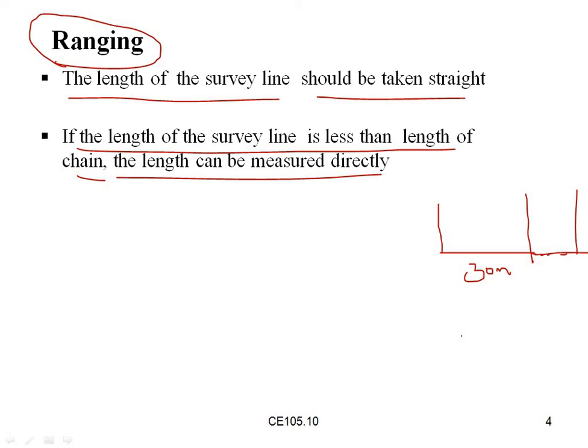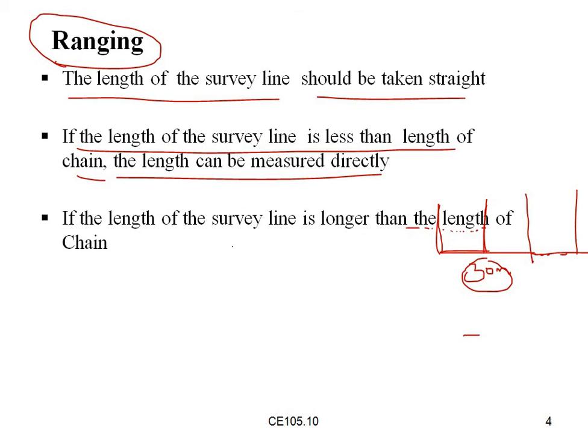Suppose the chain is 30 meters in length and the survey length is very short, up to here. We can measure directly with the help of the chain and the ranging rods. One ranging rod should not interfere with another ranging rod. It should be in line, which is known as making the straight line.